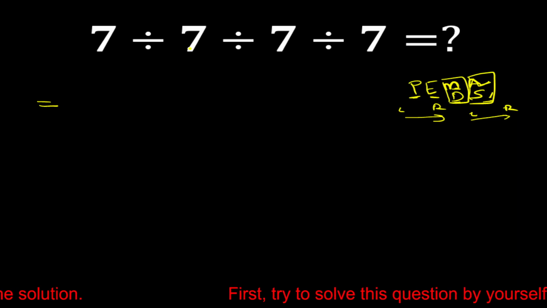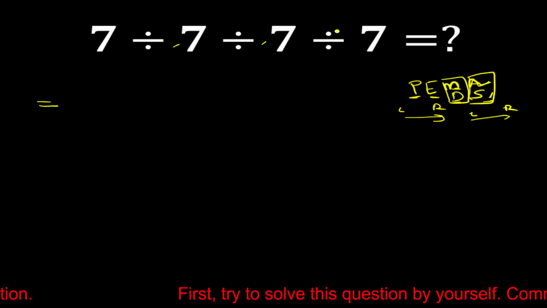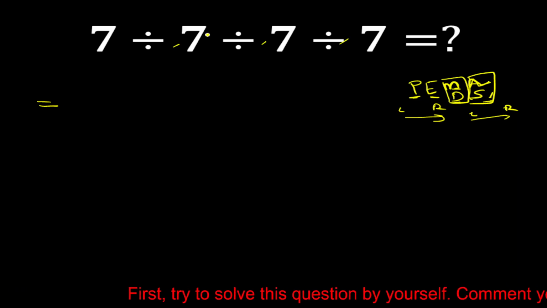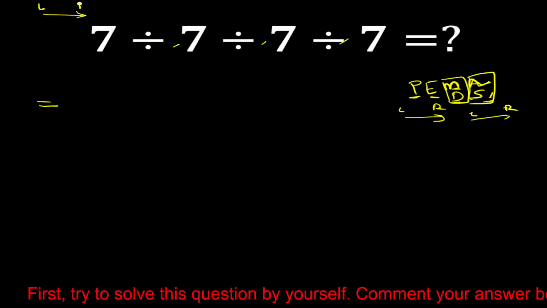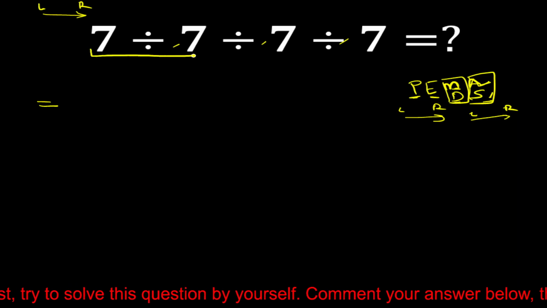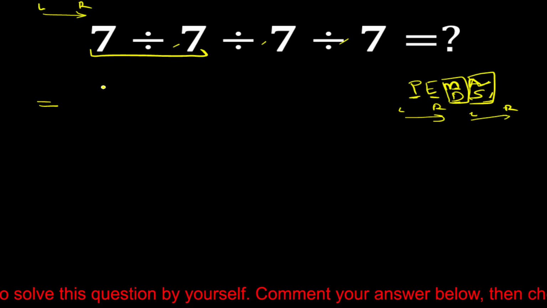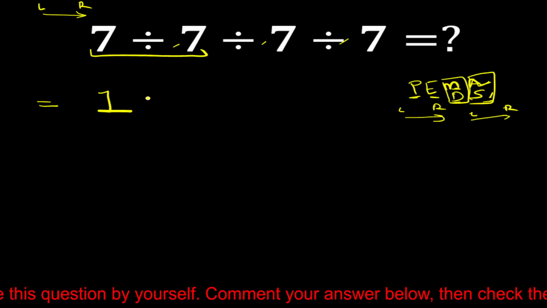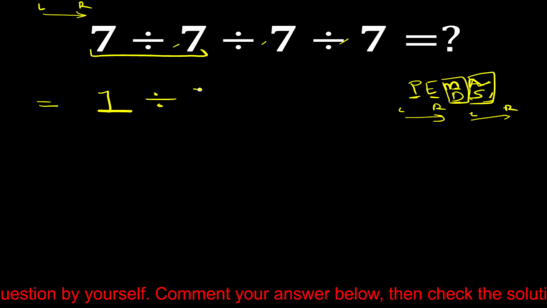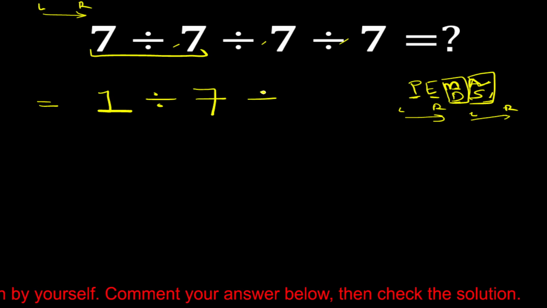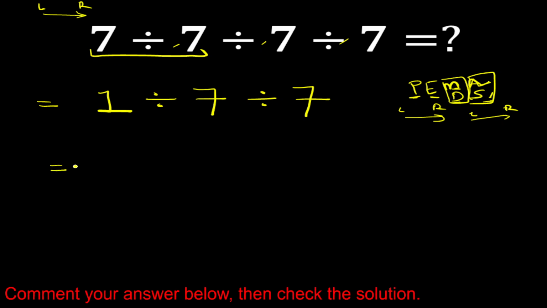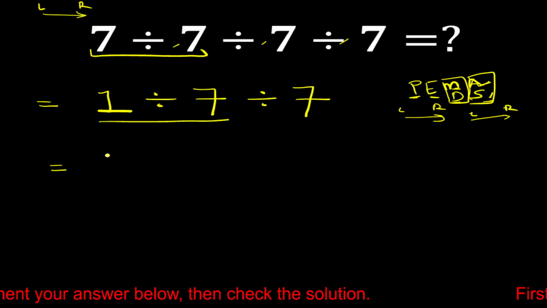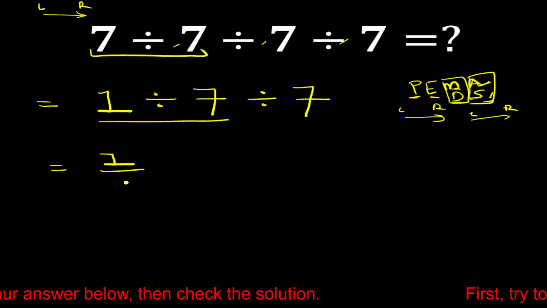So now according to the rule, here is division, here also is division, and here is division. All have equal priority, so we have to solve it from left to right. Okay, so first we have to solve this division. 7 divided by 7 is equal to 1. Now divide 7, then again divide 7. Okay, now 1 divided by 7 can be written as 1 by 7.